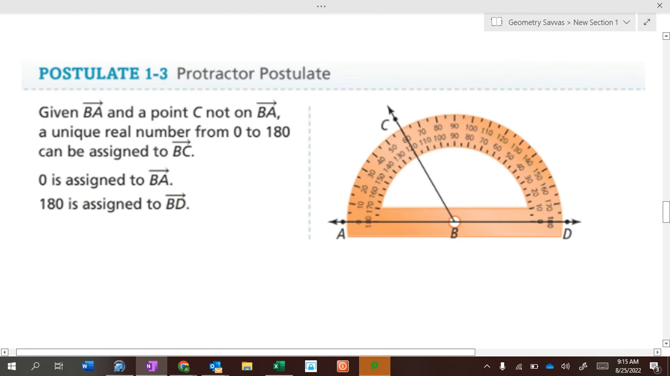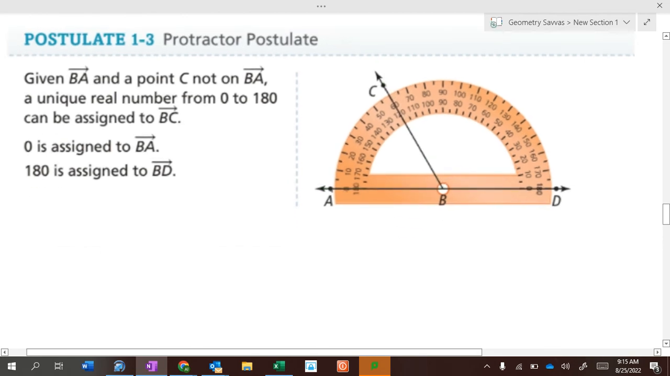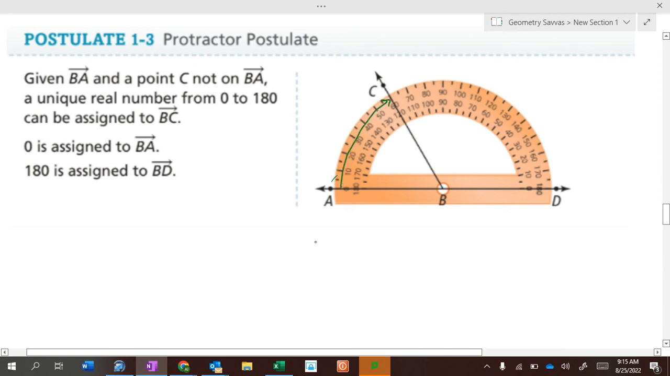Protractor postulate. Does everybody know how to use a protractor? Hopefully you do. Hopefully you had your hands on one in middle school. All right. To figure out angle ABC, A hits the 0 on the outer scale of numbers. So we use the outer scale to figure out what ABC is. So if we start at 0 and go to 60, how big is angle ABC?